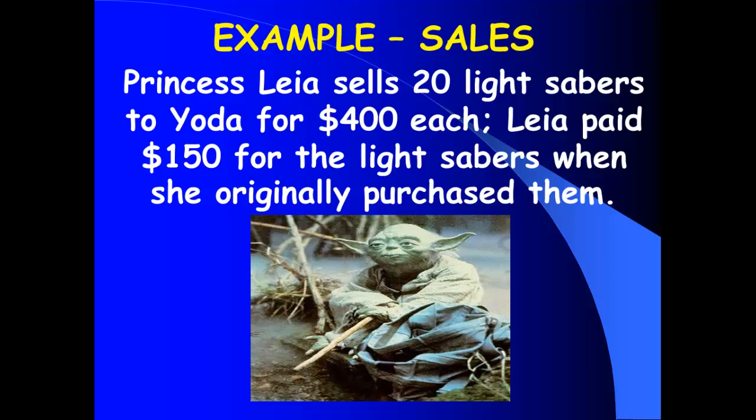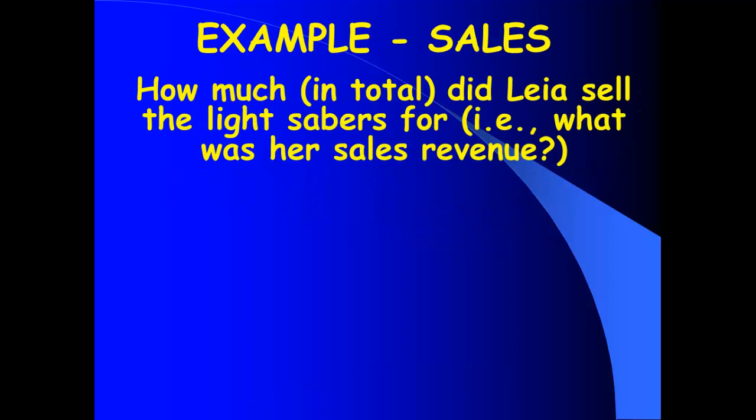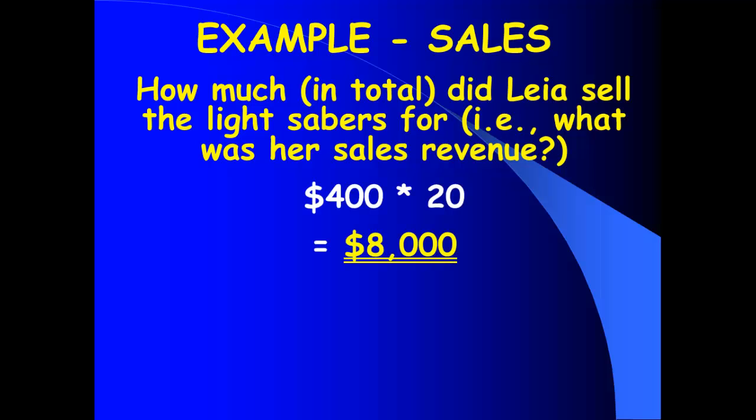We sell 20 lightsabers to Yoda for $400 each. When we bought the lightsabers, we originally paid $150 for them. So we're selling them for $400. They originally cost me $150. Well, first off, how much in total? What is my total revenue I'm getting from selling the lightsabers? $400 each times 20 would be $8,000.